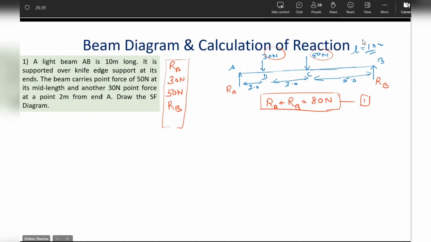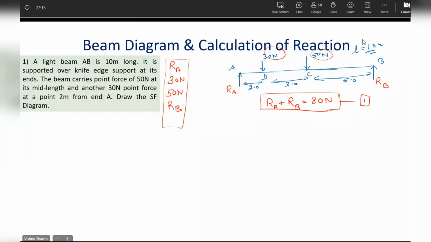Now what happens is we will take the moment of all the forces, in this case 4, about any point along the length. You can take A, D, C, B, or you can take any unnamed point also. Technically, it does not make any difference. However, for simplicity's sake, it is strongly recommended that you take moments about one of the supports.